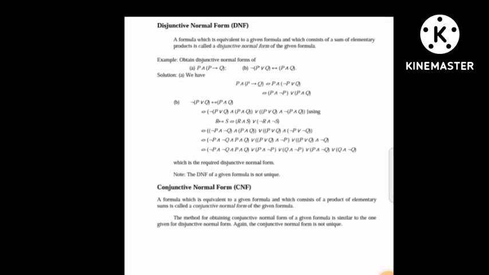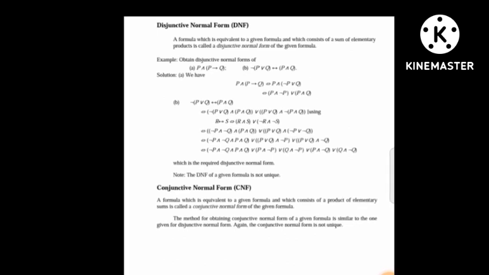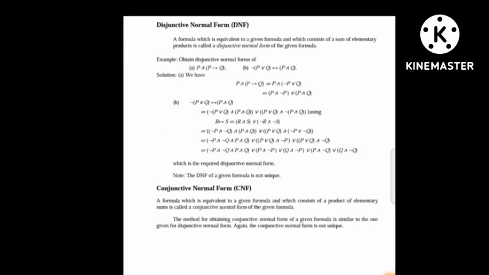Conjunctive normal form. A formula which is equivalent to a given formula and which consists of a product of elementary sums is called a conjunctive normal form of the formula. The method for obtaining the conjunctive normal form of a given formula is similar to the one given for the disjunctive normal form. Again, the conjunctive normal form is not unique.